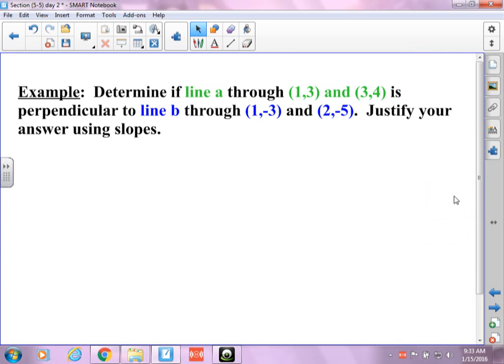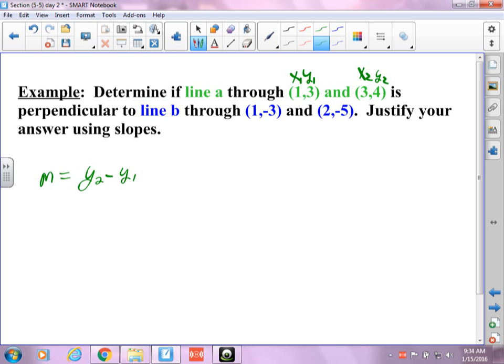Let's take a look at this. Determine if line A is perpendicular to line B, and justify your answer using slopes. So does it ask you to graph anything? It does not. So if I'm going to look at the slopes, what do I need to do? I need to see if they're opposite reciprocals. So I'm going to pick up my equation of x1, y1, x2, y2, m equals y2 minus y1 over x2 minus x1. How many times have we worked with slope? Tons of times.